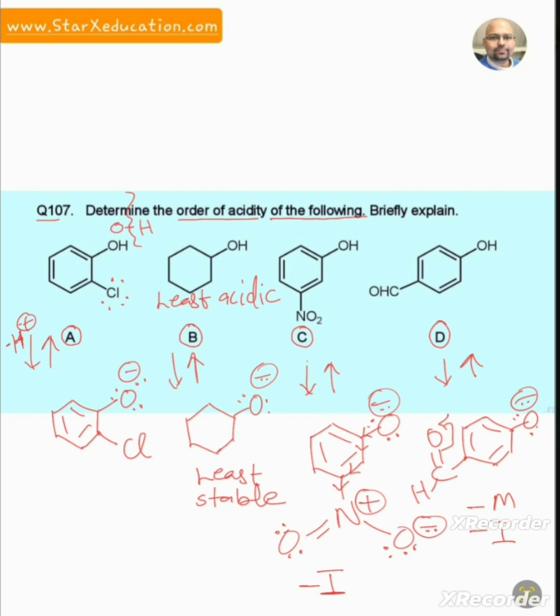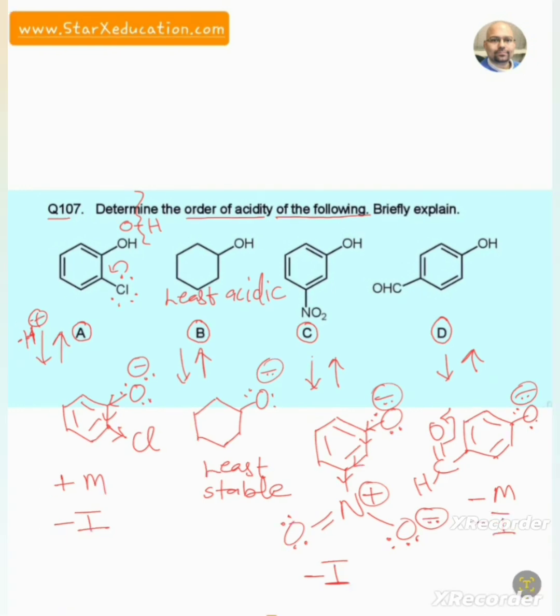In case of A, the Cl gives electrons to the ring by resonance and takes electrons from the ring by inductive effect. So it gives electrons to the ring by plus mesomeric effect and takes electrons from the ring by inductive effect, which helps stabilize the phenoxide ion. Overall the Cl is taking electrons away, as its inductive effect is stronger than its mesomeric effect.